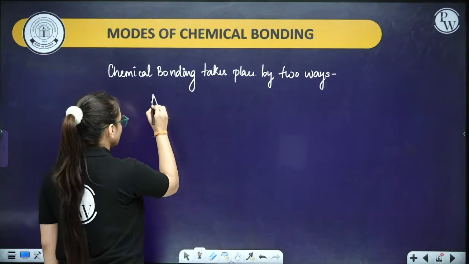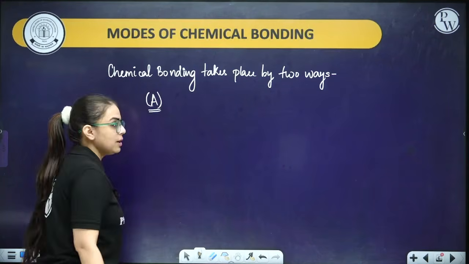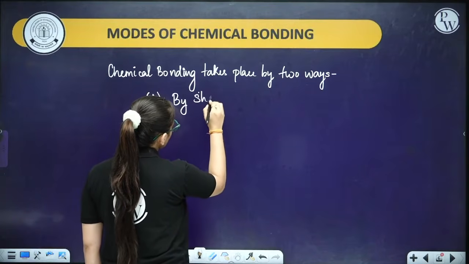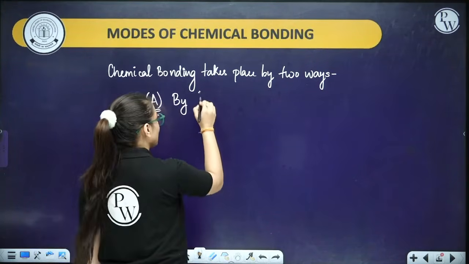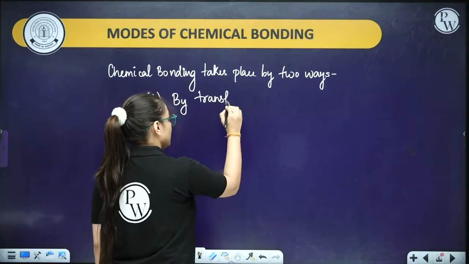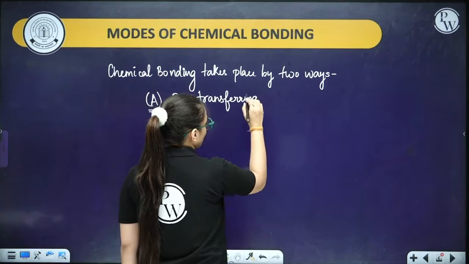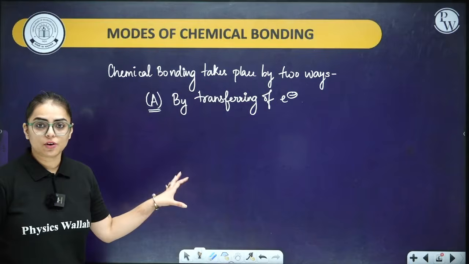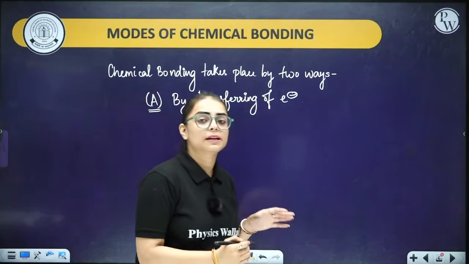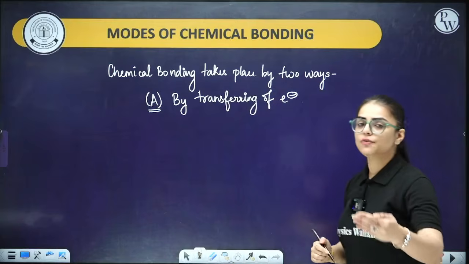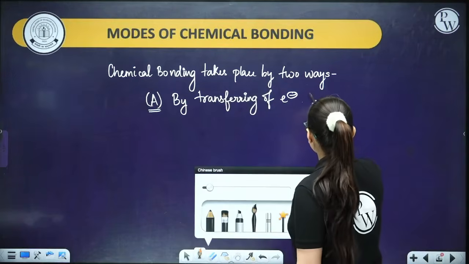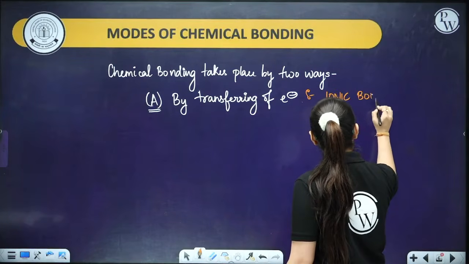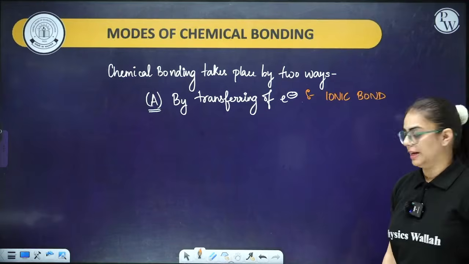The very first way is by transferring of electrons. By transferring of electrons, you can see that there is a chemical bond being formed. Now, by transferring of electrons, which kind of bond is being formed? You see, ionic bond is formed. Ionic bond is obtained.